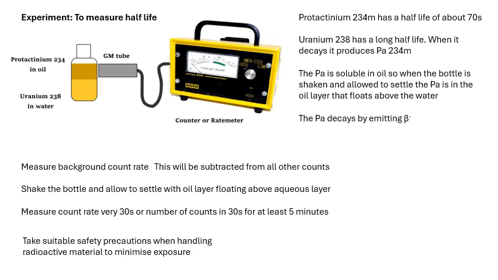But you need to take that off from all of your count rates. So you shake the bottle and then you let the oil layer float to the top, and that's got your protactinium in it. Measure the count rate every 30 seconds. Yes, so number of counts in 30 seconds for at least 5 minutes. Bit of a typo there.